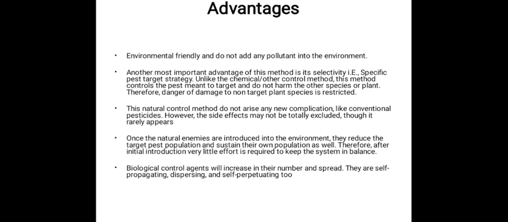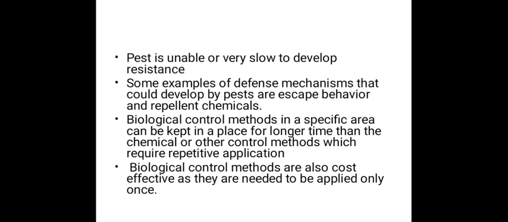Once the natural enemies are introduced into the environment, they control the target pest population and sustain their own population as well. Therefore, after initial introduction, very little effort is required to keep the system in balance. Biological control agents will increase in their number and spread. They are self-propagating, dispersing, and self-perpetuating too. Pest is unable or very slow to develop resistance.